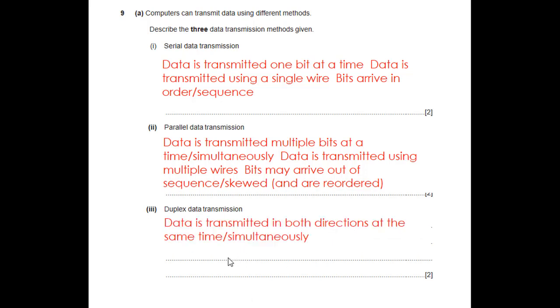And duplex data means that data is transmitted in both directions at the same time. Just remember, people often get confused because in the books it says full duplex. So remember, there's half duplex, which means it goes both directions, but only one at a time. If it just says duplex, you can infer that means full duplex.